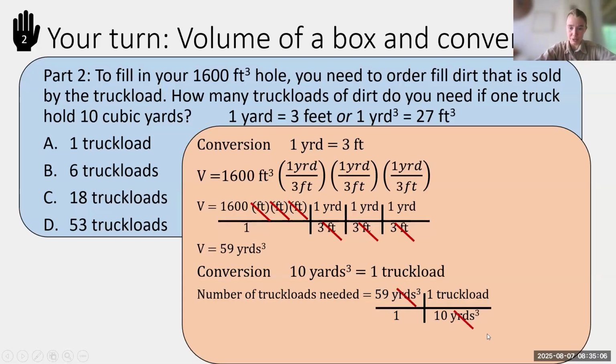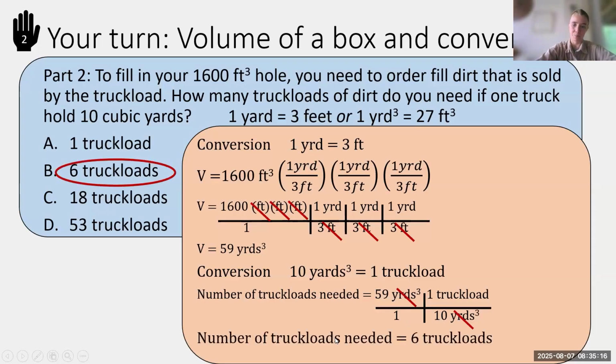And we're left with just truckloads. And since we have a top and a bottom number, we're going to go 59 times 1 is just 59. 59 divided by 10 times 1 will be 59 divided by 10, which gives us a final answer of 6 truckloads of fill dirt. Okay, that one was a little complex. There's a couple different parts that you needed to break it down into.